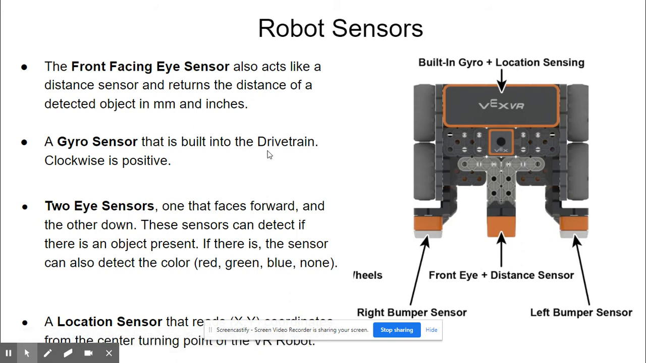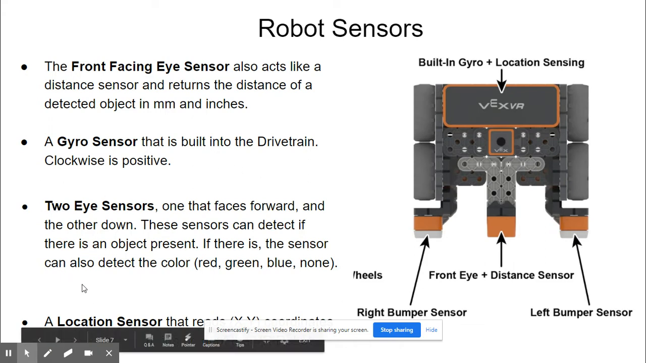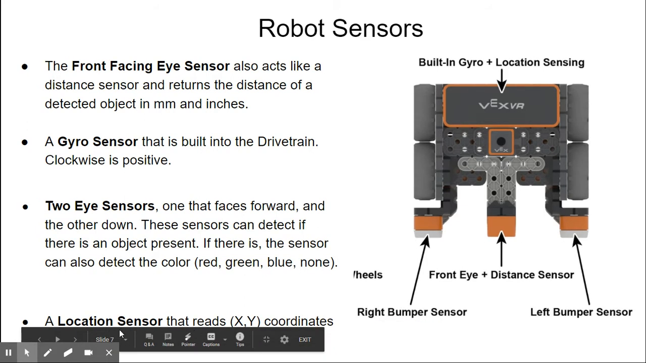A gyro sensor is built into the drivetrain. Can you find the gyro sensor? Clockwise is positive. Oh, there it is. There's the gyro sensor located there. And then there's two eye sensors, one that faces forward and the other one faces down. These sensors can detect if there's an object present. If there is, the sensor can also detect colors: red, green, blue, or none. The location sensor reads the XY coordinates.